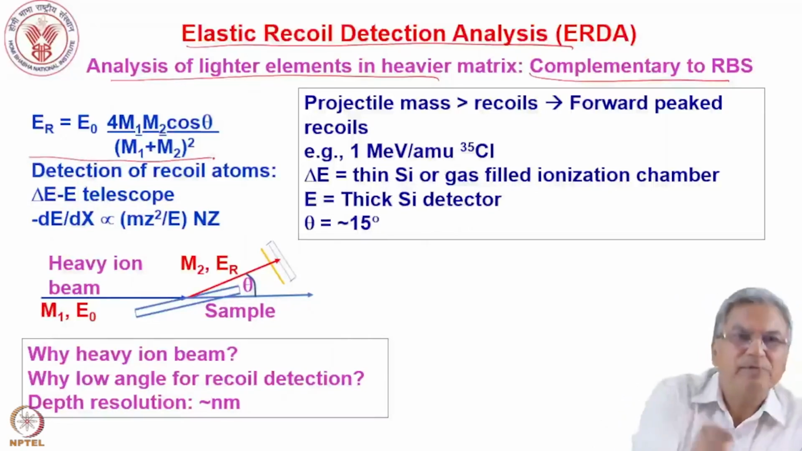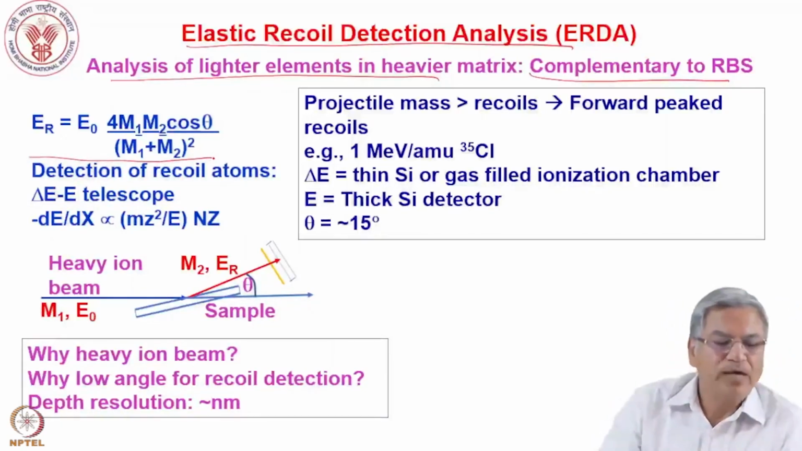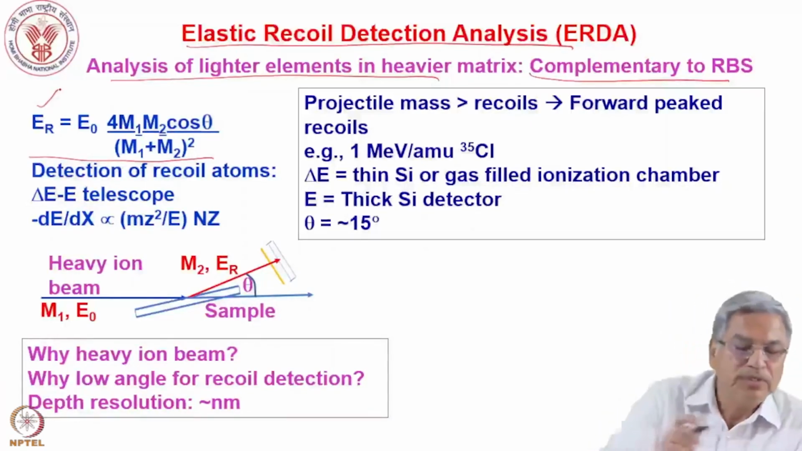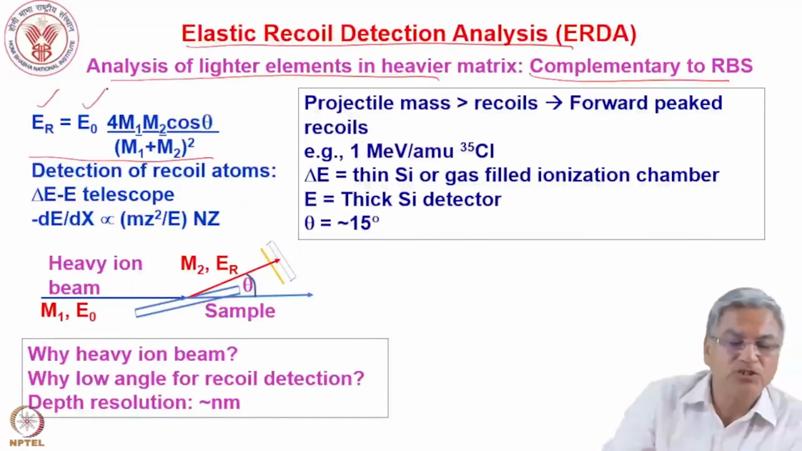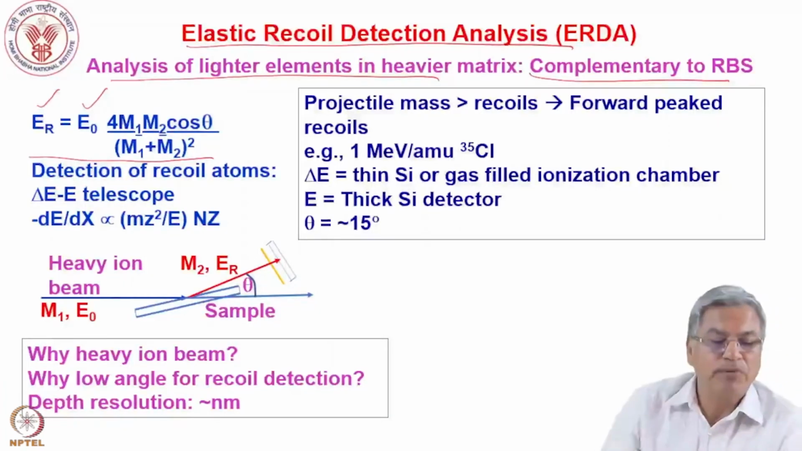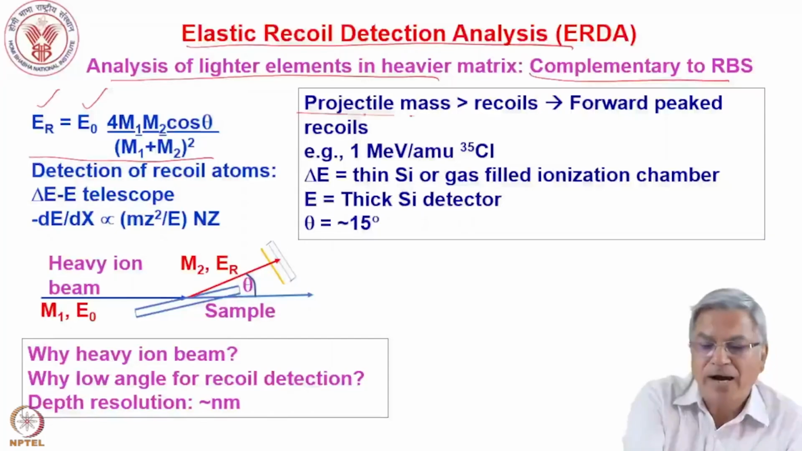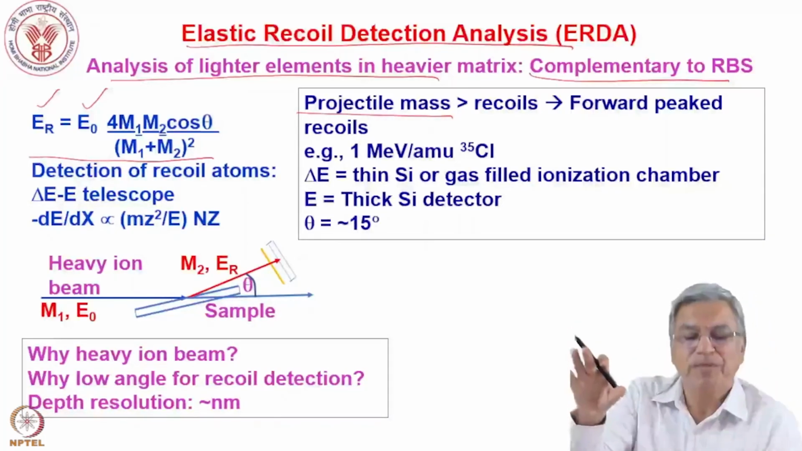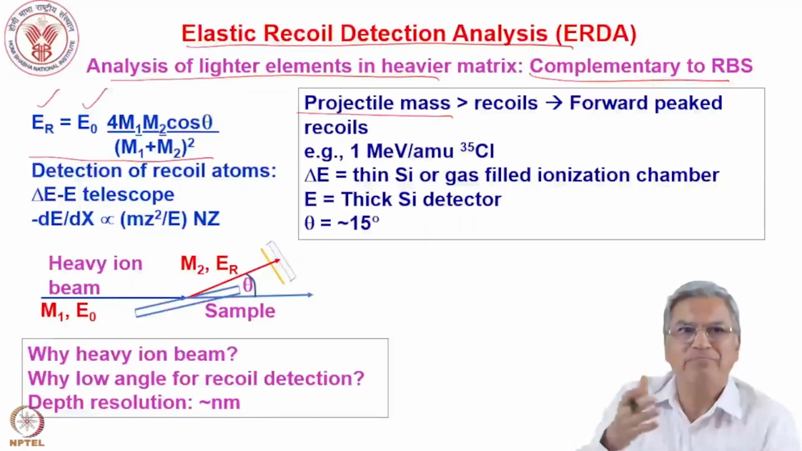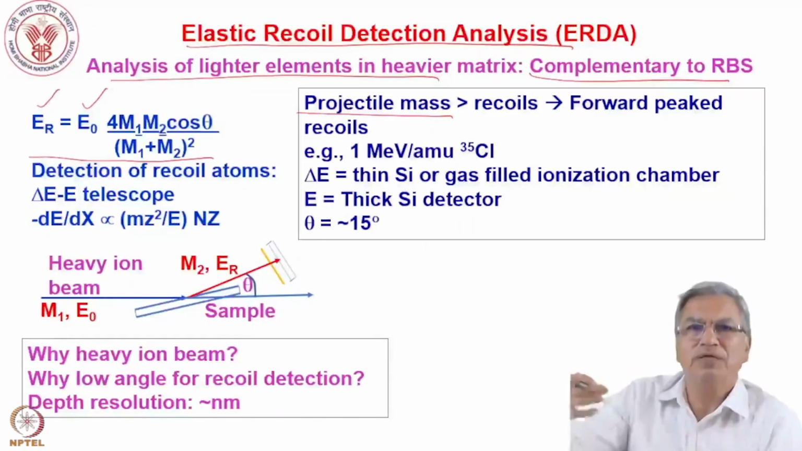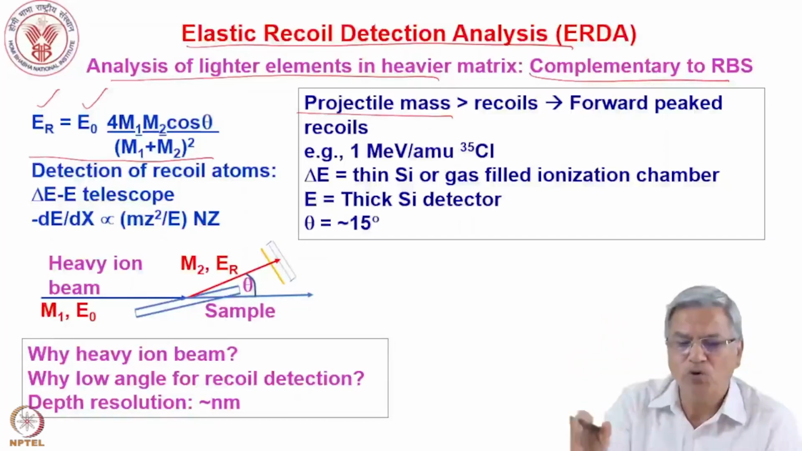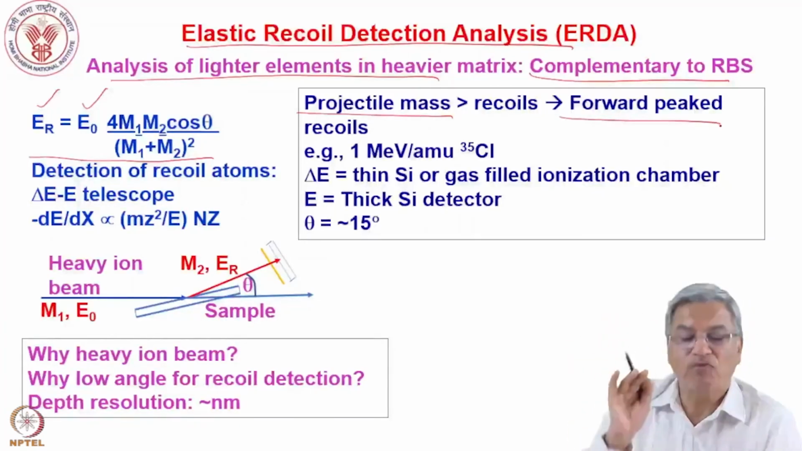If you recollect the kinematic equation for elastic scattering, the energy of recoil, we can say E2, is related to the projectile energy times 4 m1 m2 upon (m1 + m2) square, times cos square theta. For detection you require the forward direction. So if you have a heavier projectile mass, all the recoils will come in the forward direction. It will give you a bigger kick. The energy in the center of mass will be more, and so all the recoils come in the forward direction.